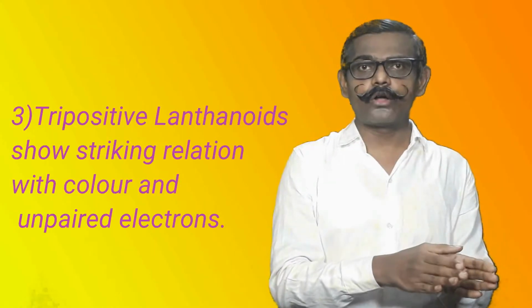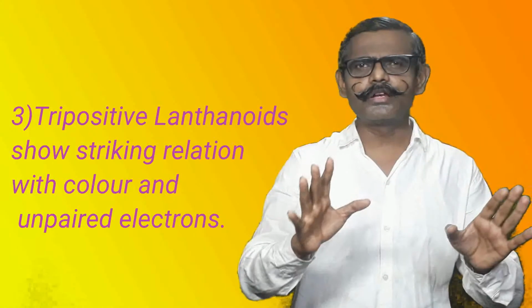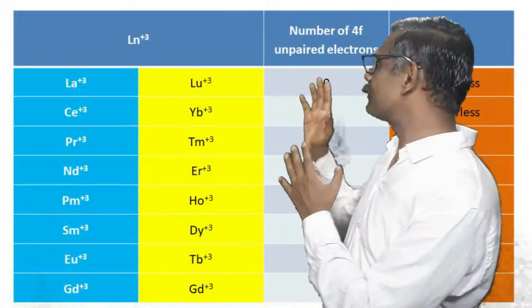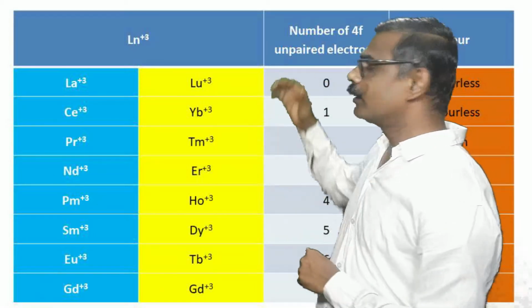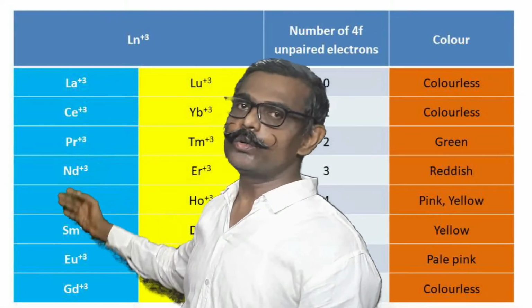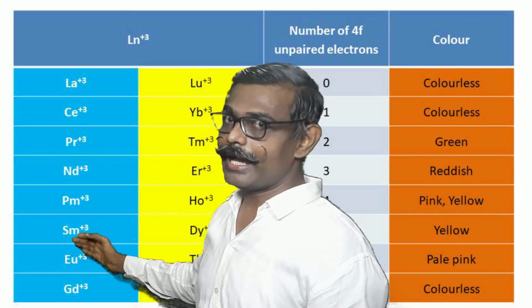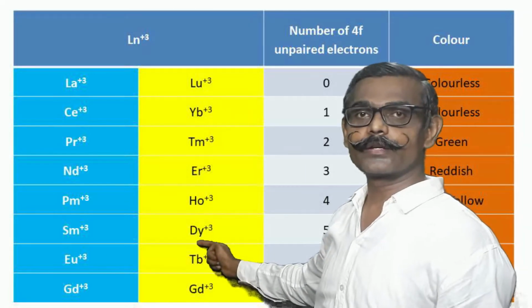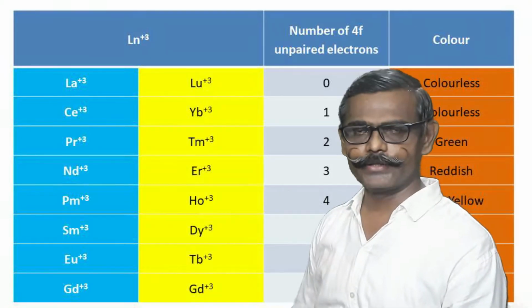Now point number three: practically it is noted that tripositive lanthanoids and the number of unpaired electrons have a striking, surprising relation. What is that? Now see this table. You will find all the lanthanides. Here, from lanthanum plus 3 to gadolinium plus 3 are represented, and in reverse order, lutetium plus 3 to gadolinium plus 3.